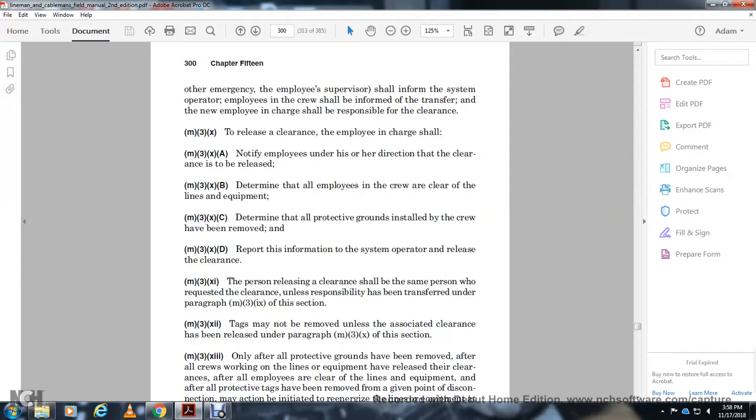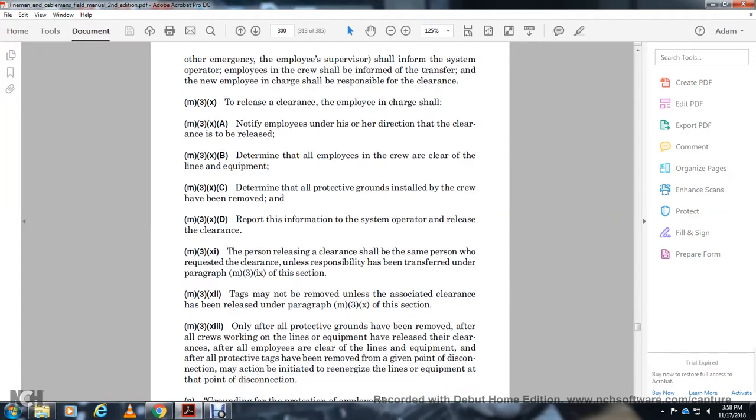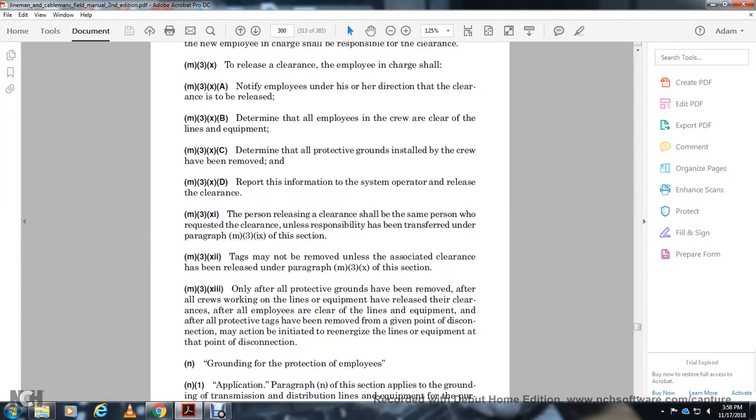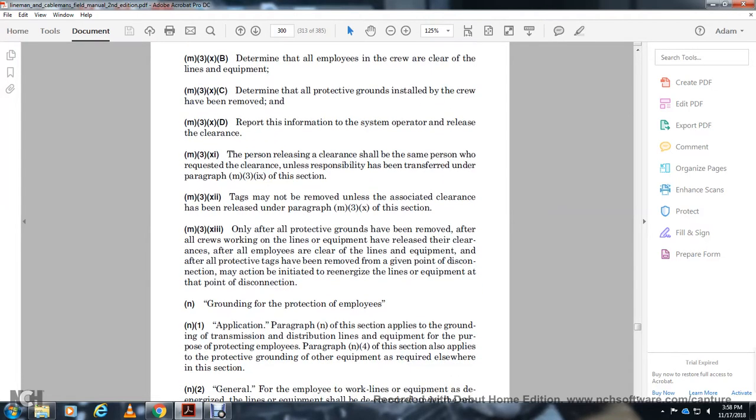The person releasing the clearance shall be the same person who requested the clearance, unless the responsibility has been transferred under paragraph M39 of this section. Tags may not be removed unless the associated clearance has been released under paragraph M310 of this section. M313: only after the protective grounds have been removed, after all crews have released the clearance for all the employees on the lines and equipment, and after all protective tags have been removed at the point of disconnection, may action be initiated to re-energize the lines and equipment at the point of disconnection.